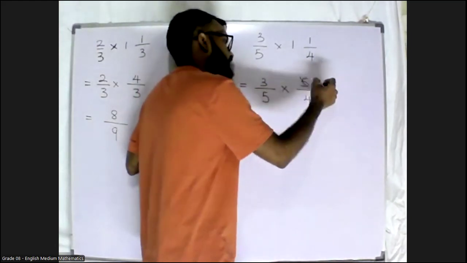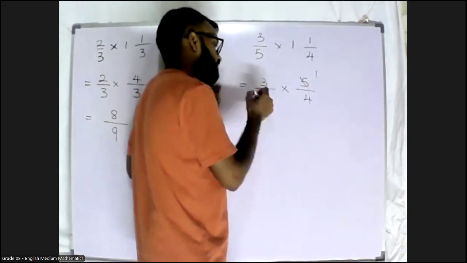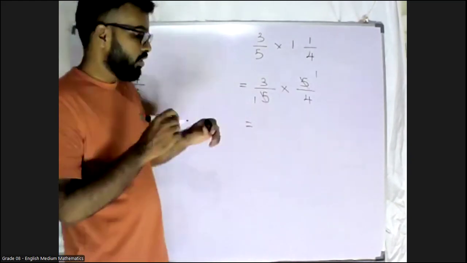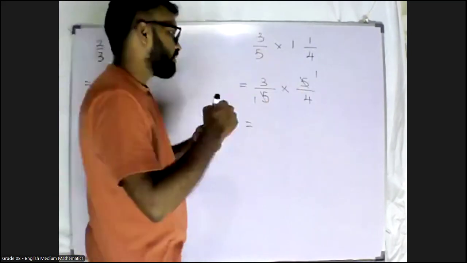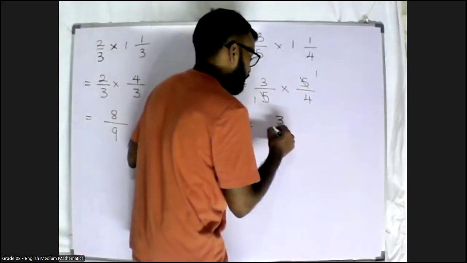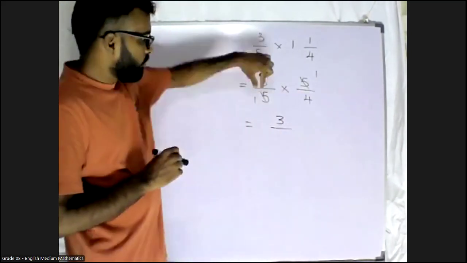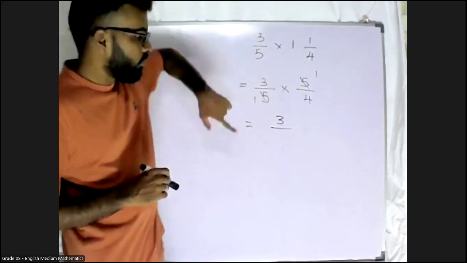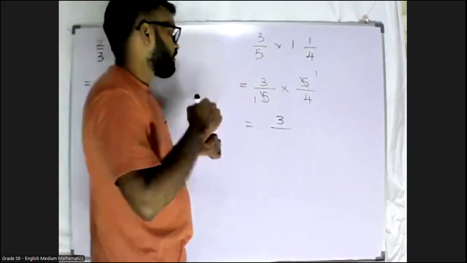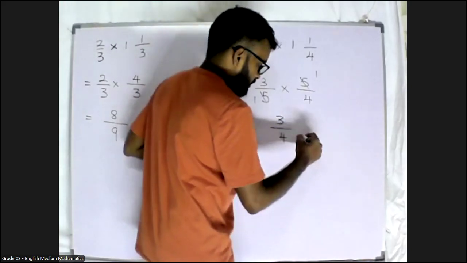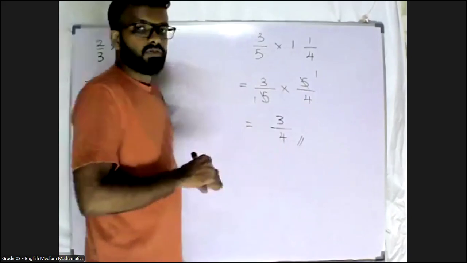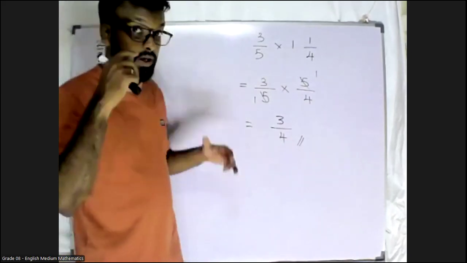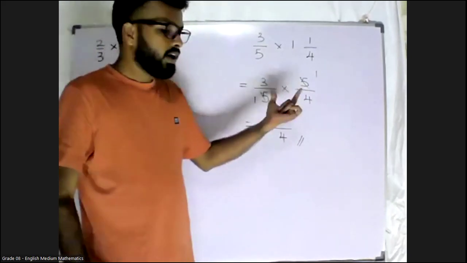In the numerator, 5 times 1. Denominator, 5 times 1, right? You know how to do this now. 3 times 1, 3. Numerator is 3. Denominator, 1 times 4, 4. So this is the final answer.